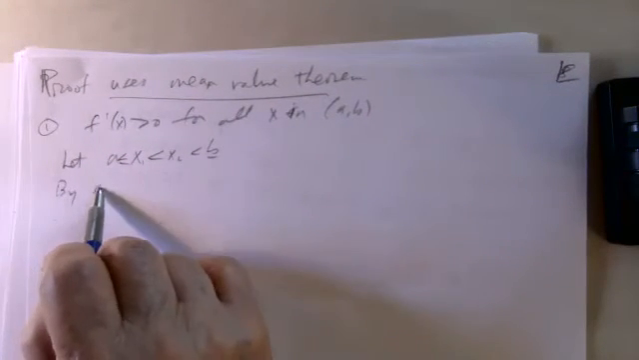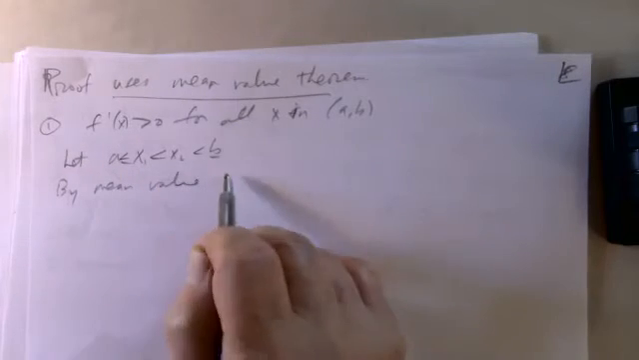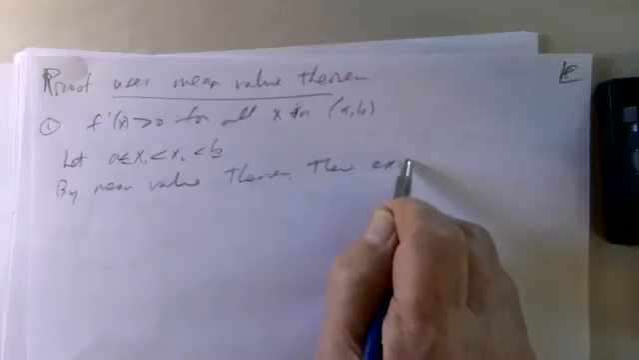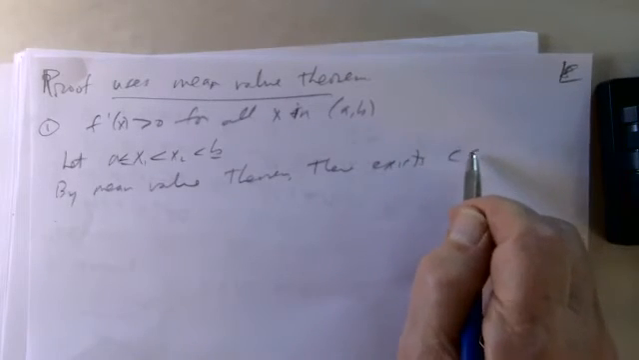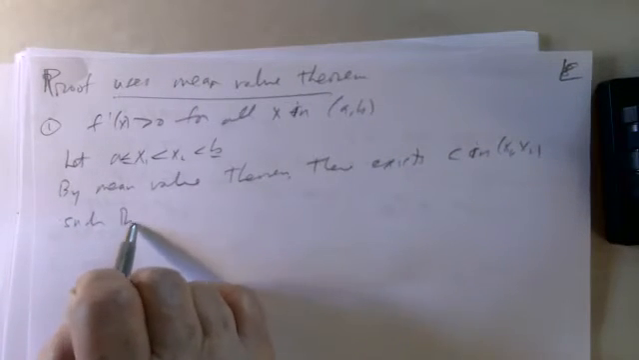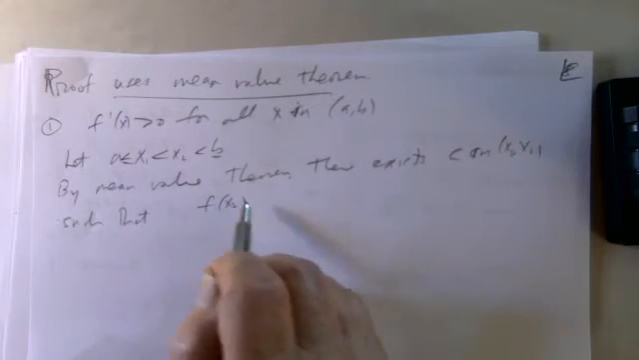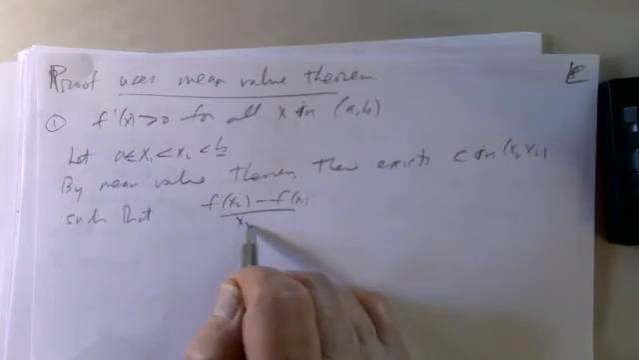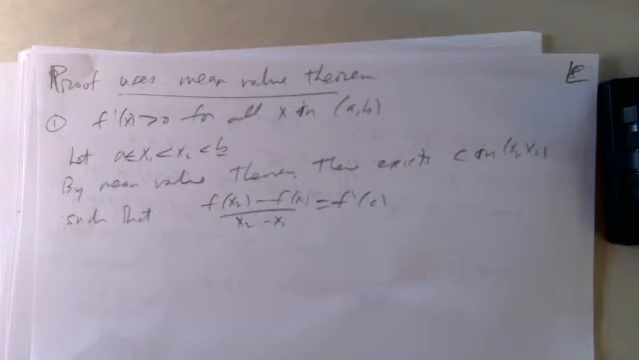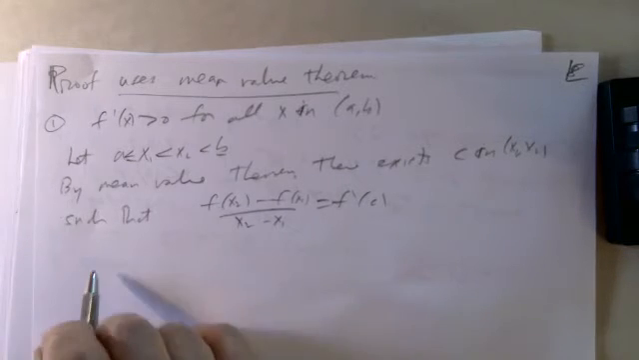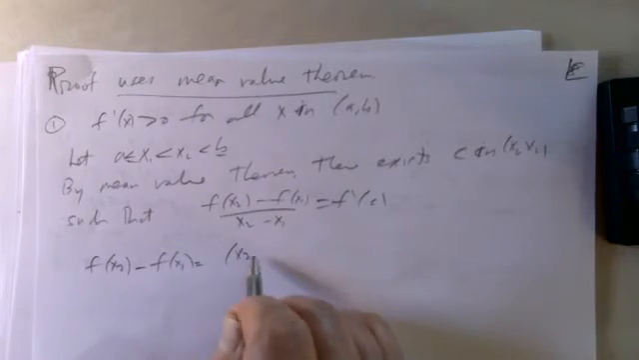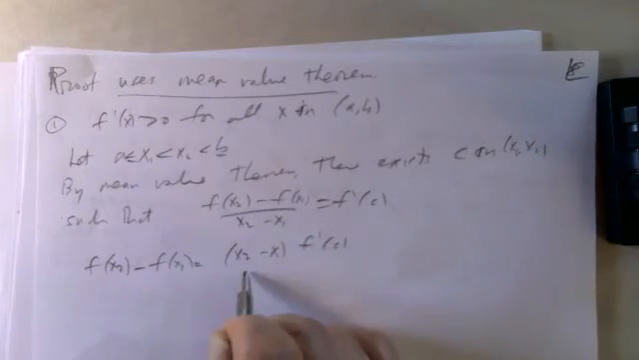So by the mean value theorem, there exists a number c between x1 and x2 such that f of x2 minus f of x1 over x2 minus x1 is f prime of c. So f of x2 minus f of x1 is x2 minus x1 times f prime of c.